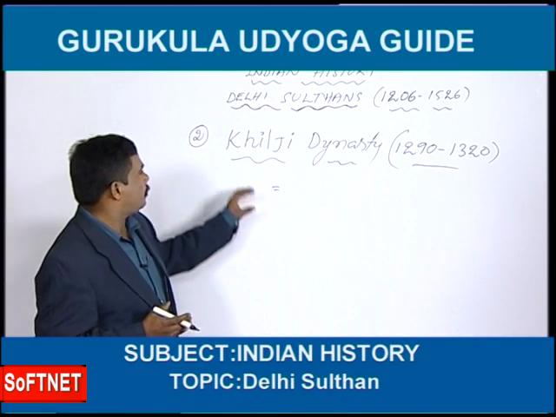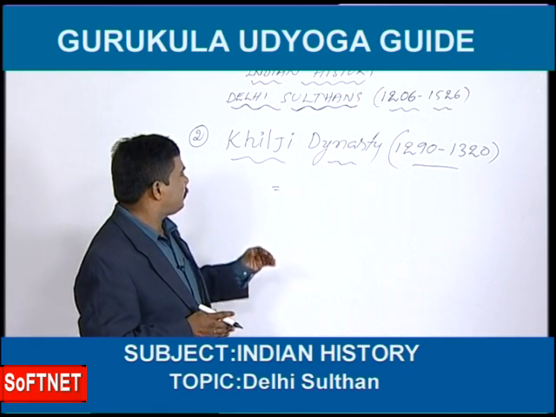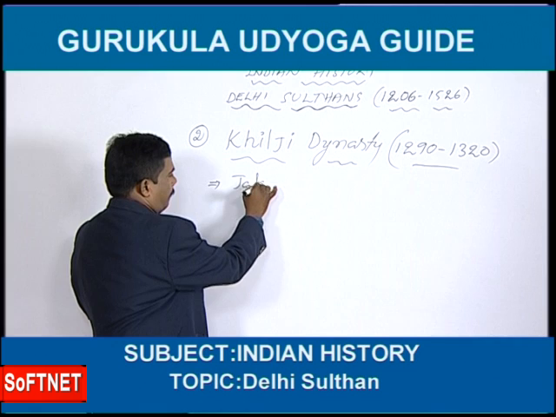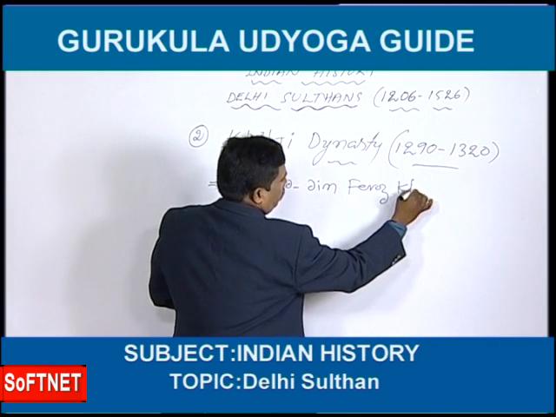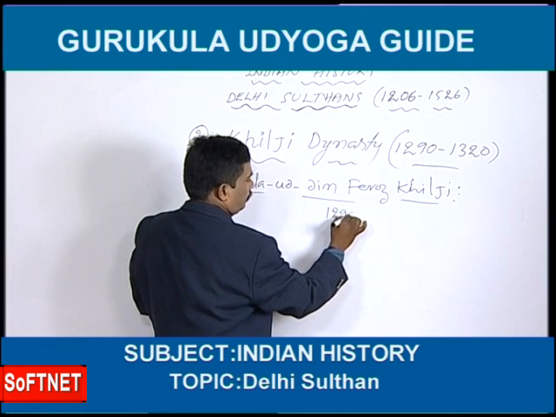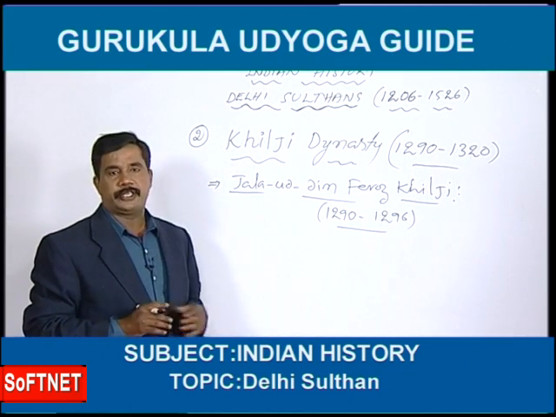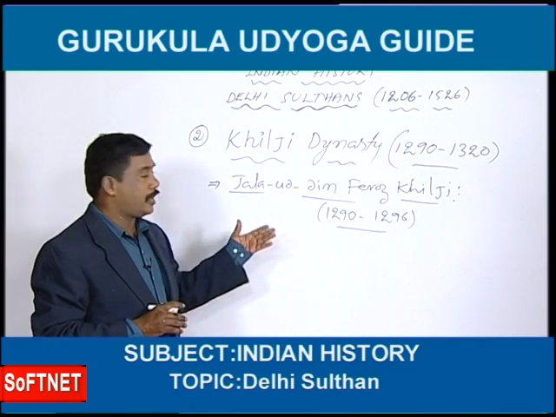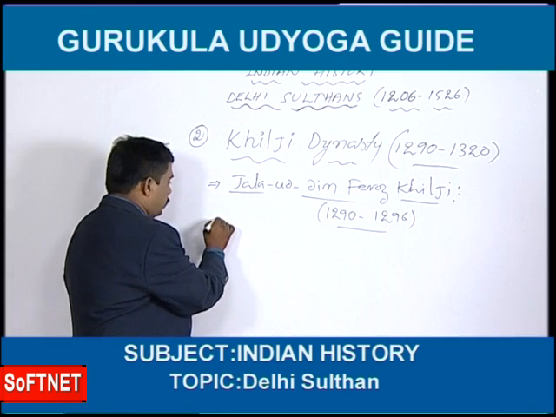Now we are going to learn about the Khilji dynasty, the second dynasty of the Delhi Sultanate. The first ruler of the Khilji dynasty was Jalaluddin Firoz Khilji. He ruled from 1290 to 1296. Actually Jalaluddin Firoz Khilji was also from a Turkish area. He was the army commander of Balban, but because of the inefficiency of Kaikubad, he killed him and announced independence. He became the ruler of the Delhi Sultanate and started the Khilji dynasty. So he is called the founder of the Khilji dynasty.